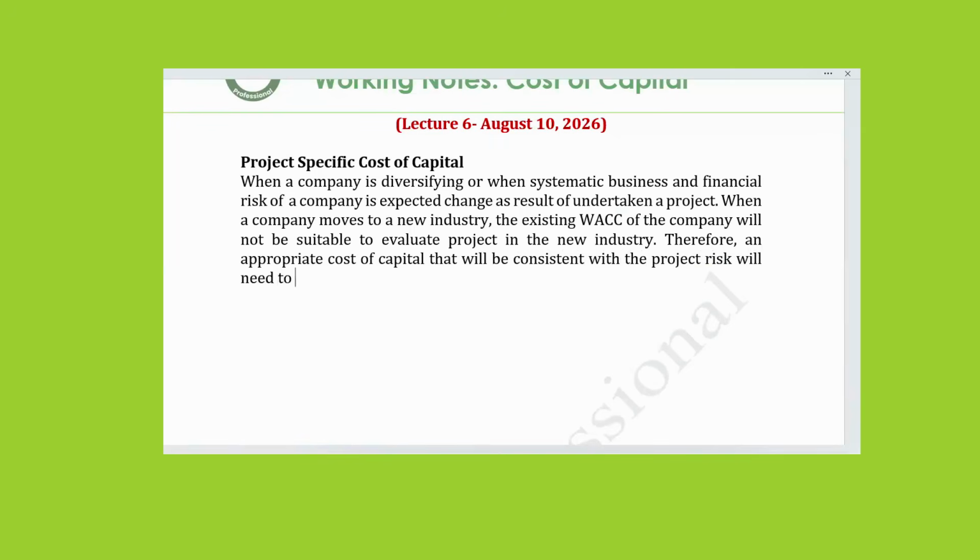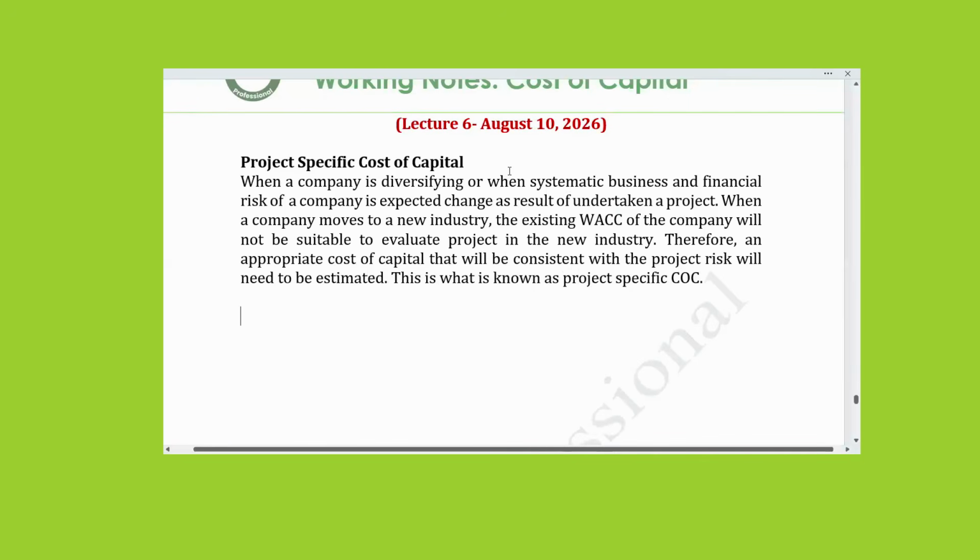Will need to be estimated. All right. This is what is known as project-specific cost of capital. All right. So what am I trying to say here?